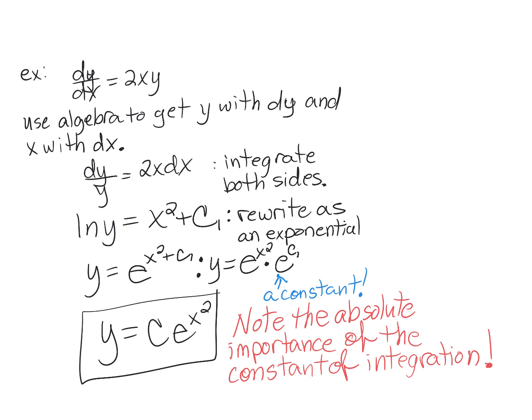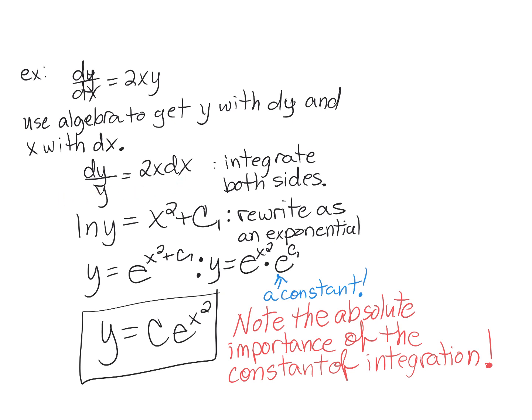Let's look at this example. Notice that we are given a dy dx. It's implied that y is a function of x in this. So what I want to do, because dy is in the numerator here, I want to get this y over on the left-hand side and multiply away the dx. So we use algebra to get started. I divide both sides by y and multiply both sides by dx, and I get this equation.